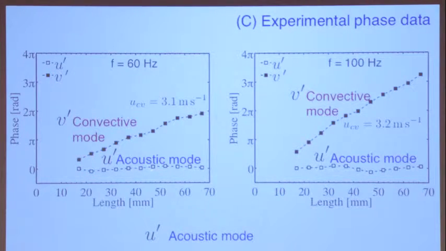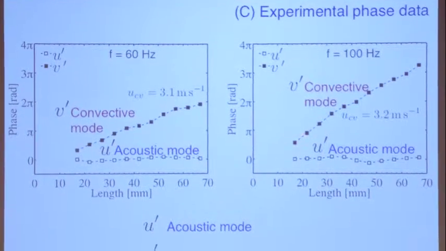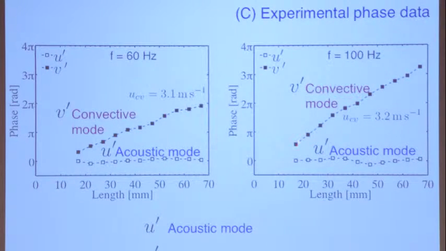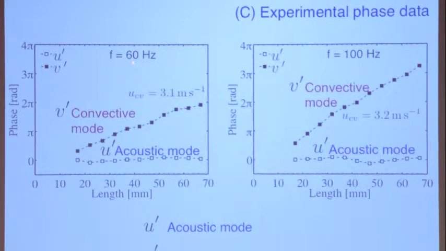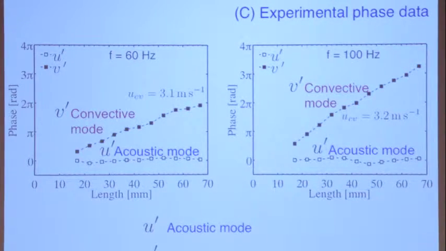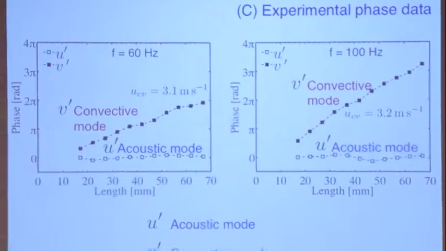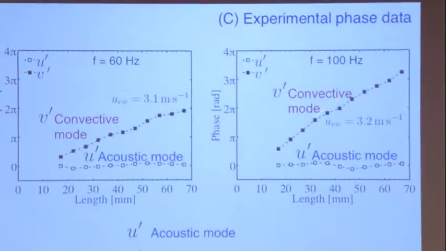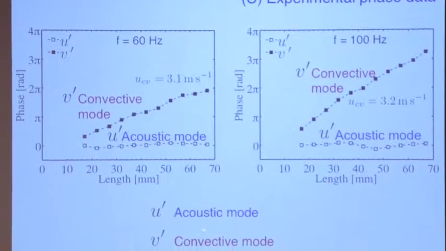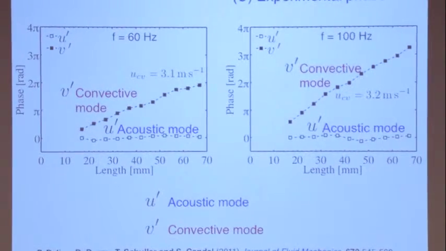And what you find is that for U prime, the phase between two points is essentially constant, because this is acoustic. The time delay is very short, and so for the acoustic wave, U prime is essentially like that. But for the V prime component, you are convective, and the convection velocity is just the velocity in the duct. And of course the phase increases. You see the phase is directly proportional to the frequency, 2 pi f tau. And so you have this sort of convective mode. So you have a combination of an acoustic mode and a convective mode.